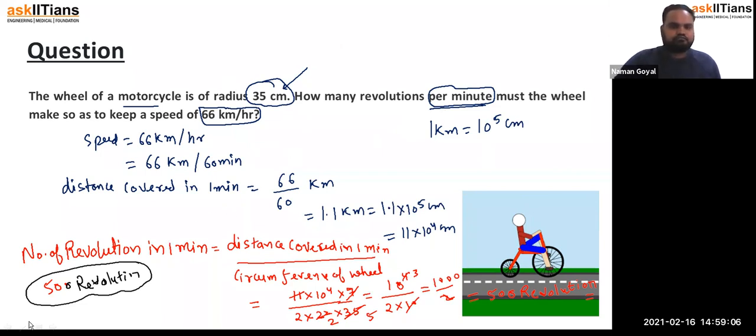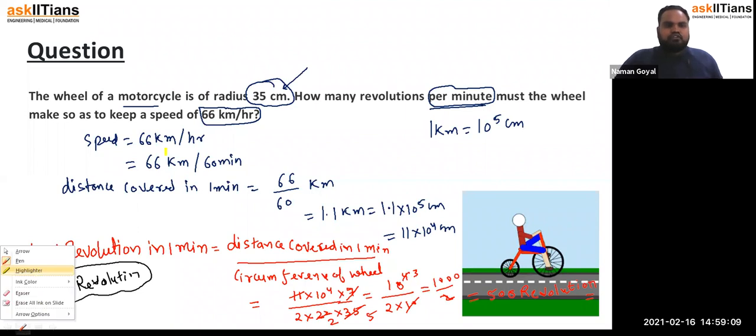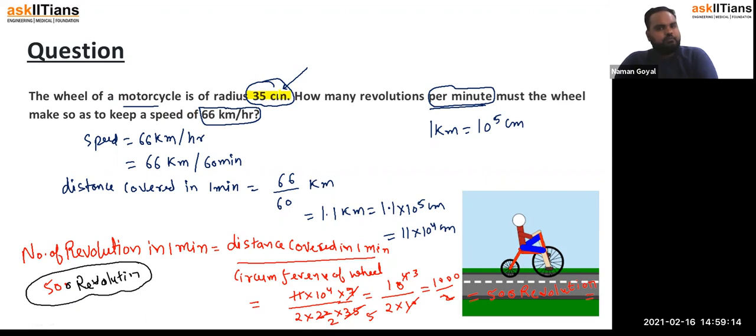Let's see. The question is talking about the wheel of a motorcycle of radius 35 centimeter. How many revolutions per minute must the wheel make so as to keep a speed of 66 kilometer per hour? It means how many revolutions we have to make in 1 minute to maintain the speed of 66 kilometer per hour. So with the help of 66 kilometer per hour speed, how much distance do we want to cover? First of all, we find how much distance we want to cover in 1 minute.